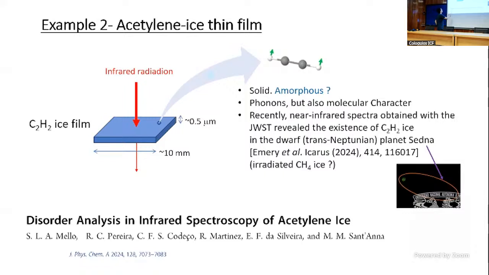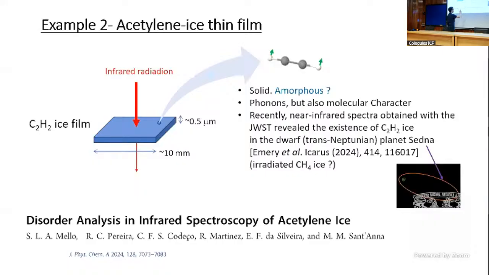This is an ice film, but ice not from water, from methane. And it's solid, so we have this cryostat, and we put the gas there, it grows this film. It's a microscopic deposition here. And the question is, is it amorphous or crystalline, what kind of signature in the infrared should we have here? So we have phonons here, it's solid, but it has this molecular character.